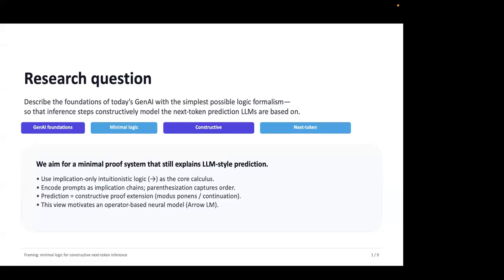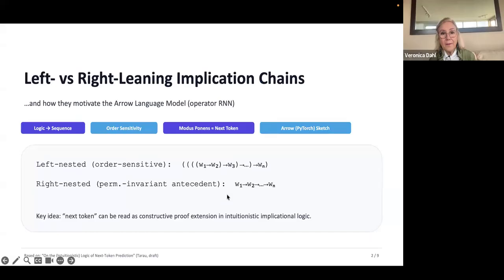So we would encode prompts as implication chains, and the way we parenthesize would capture order. Now, it is known that for large language models and transformers, they need a separate layer to encode positional dependencies. And here we will see that we can actually do both of them by having this ordered representation of implicational logic. And let me move to the next one.